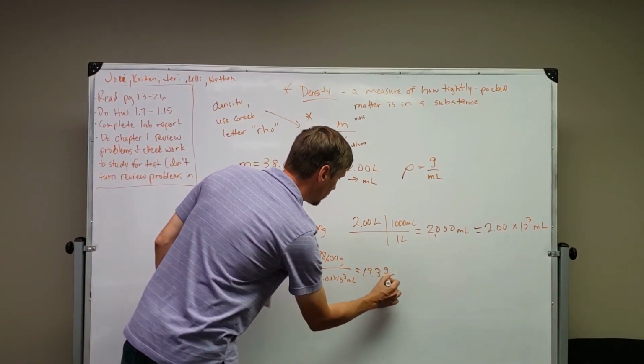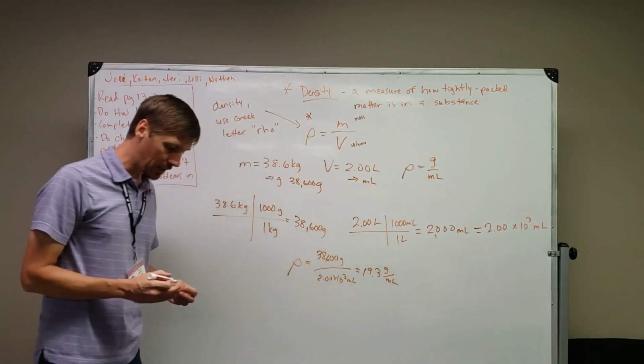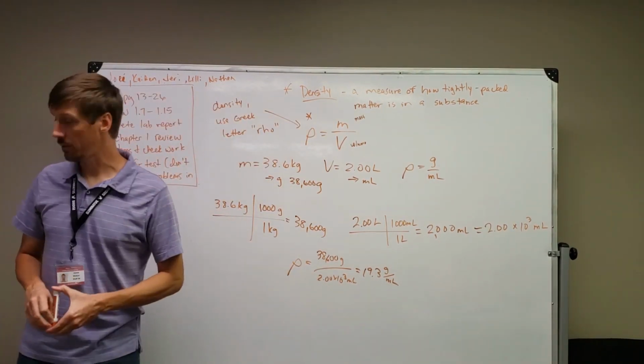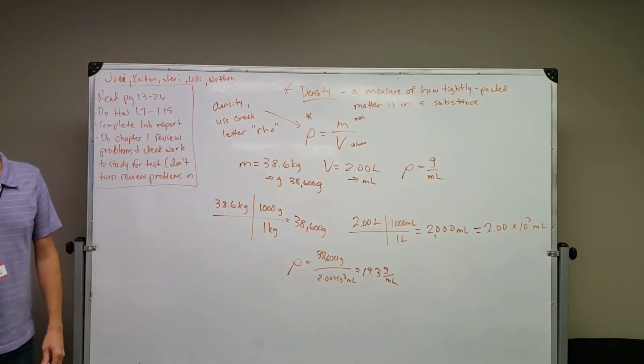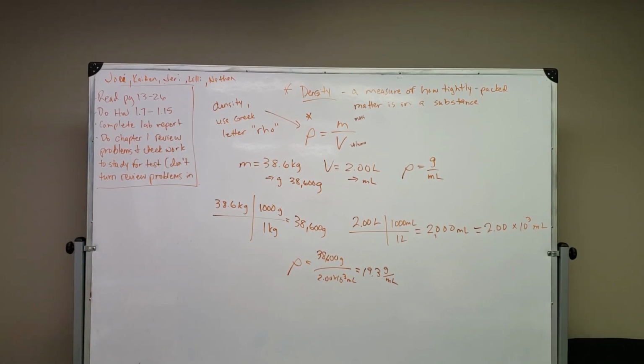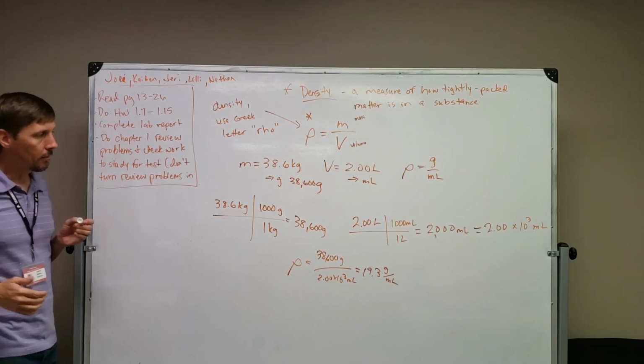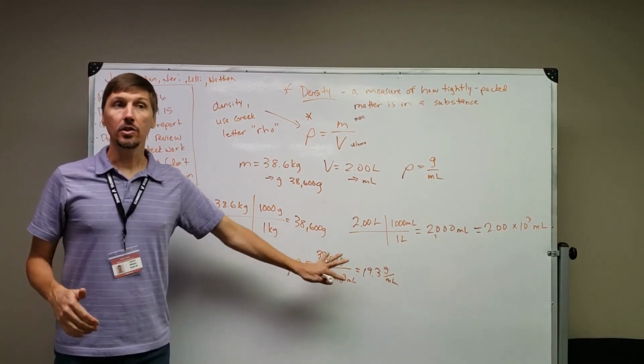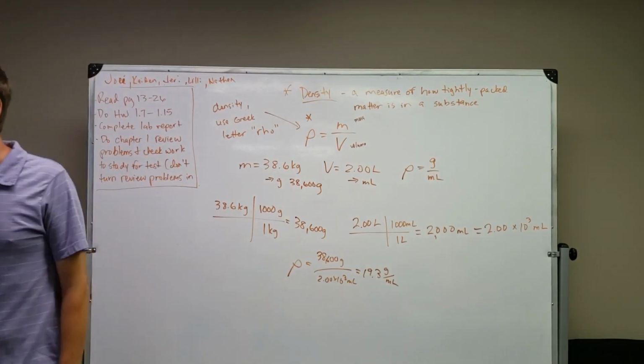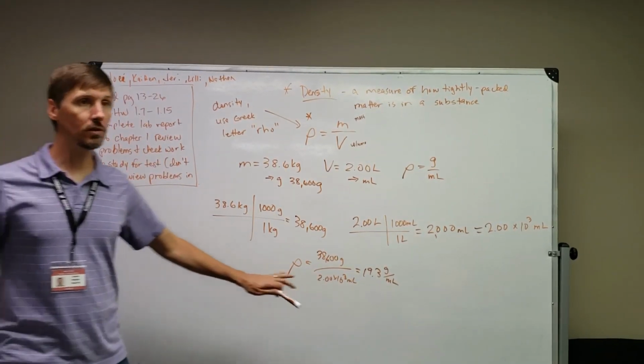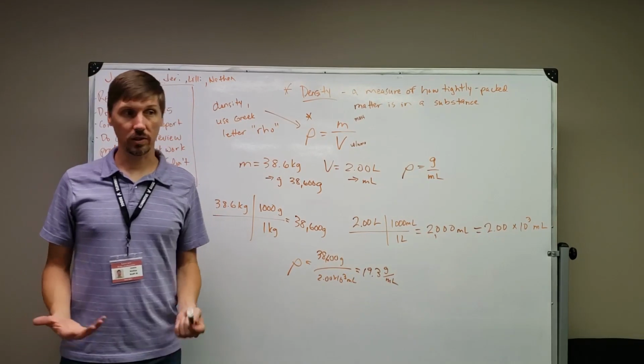19.3 grams per milliliter. All right, so that's the density that we calculated for gold in this particular problem. We had a gold object, and we calculated it to have that density. And as it turns out, generally speaking, you can identify a substance by its density. This is the way that they used to verify that a substance was indeed pure gold.